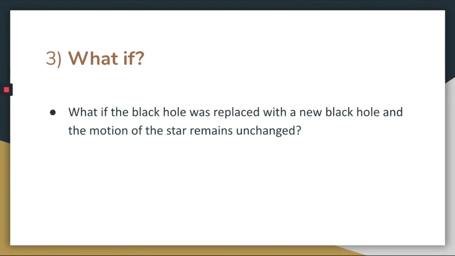And what if the black hole was replaced with a new black hole with no change in the motion of the star? Would we be able to tell the difference? Well, simply put, no. If the star's motion is identical, then this implies that the mass of the black hole is the same. Throughout this entire lab, the only property of the black hole that we calculate is its mass. So simply changing its mass would change absolutely nothing for us, and in fact, we won't even be able to tell the difference, as all our calculations would lead to the same mass as before.